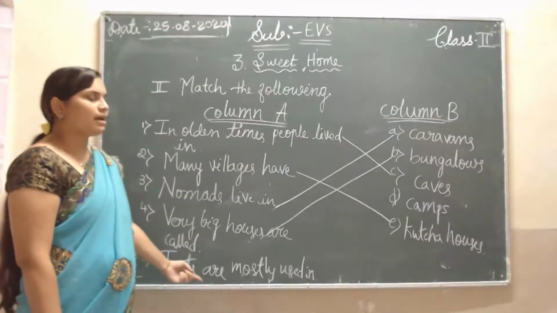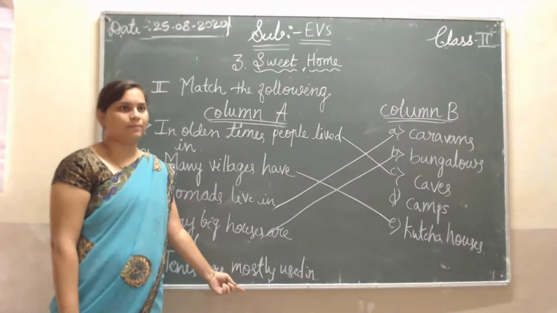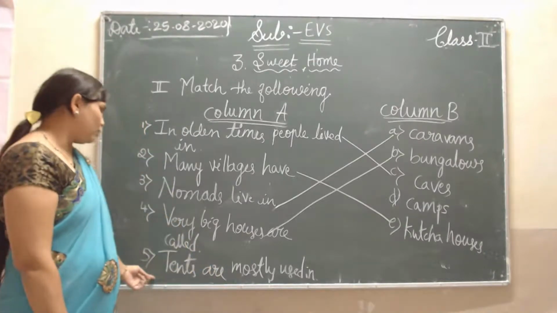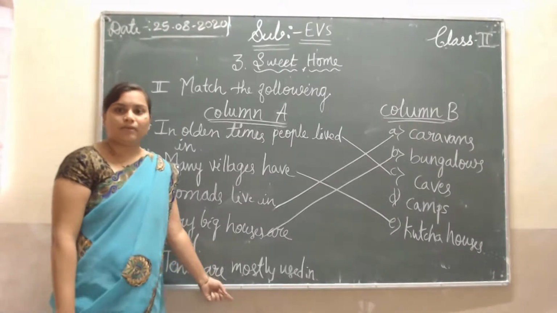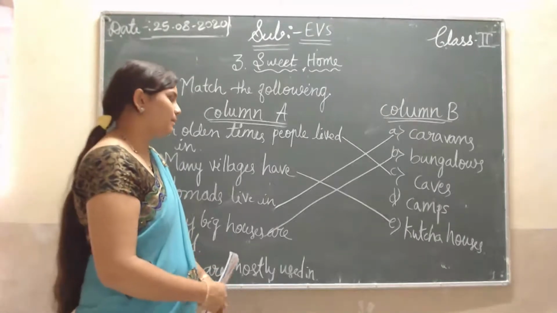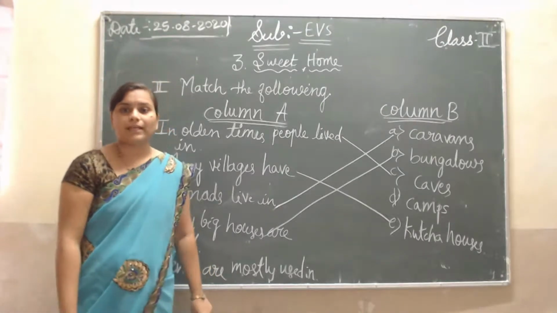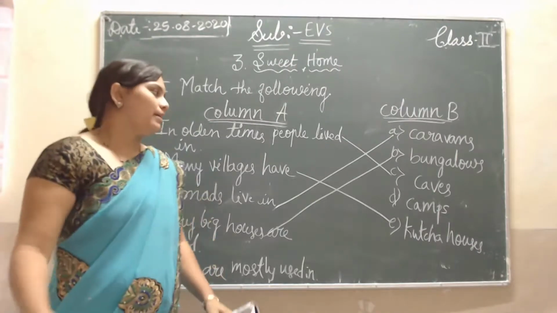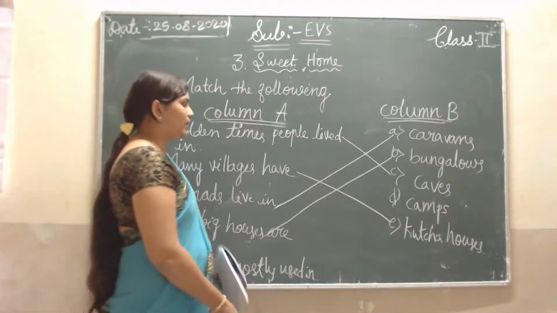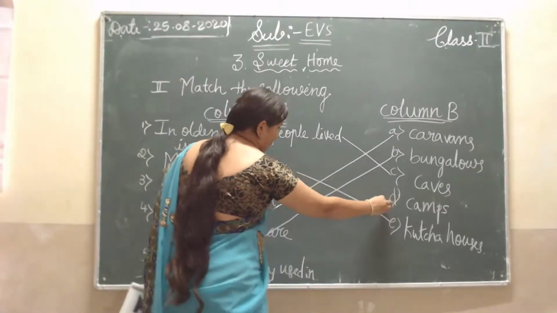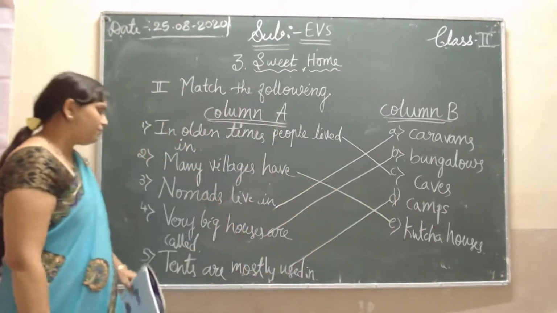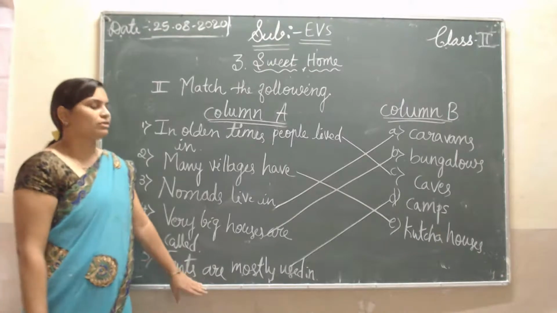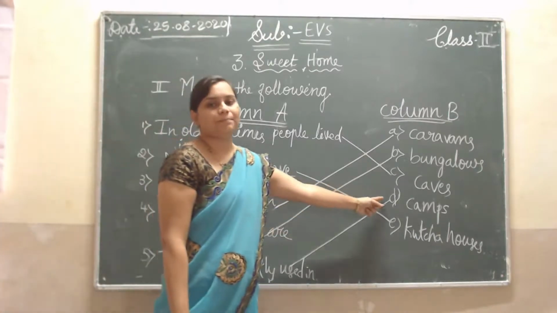Next, tents are mostly used in. Where do we use tents? Tents are mostly used in camps, in mountains and deserts. The answer is given here: camps. It is the right answer for the fifth one. Tents are mostly used in camps.